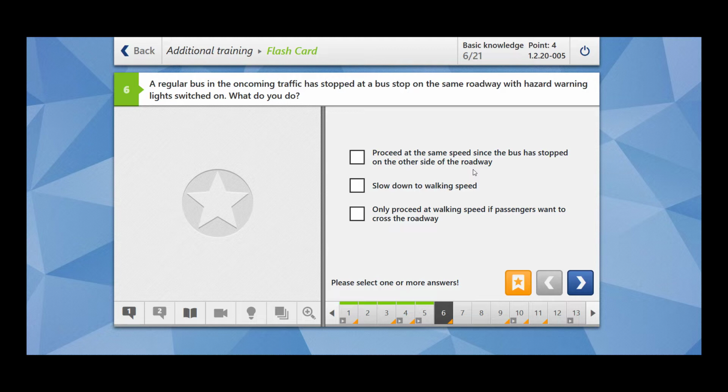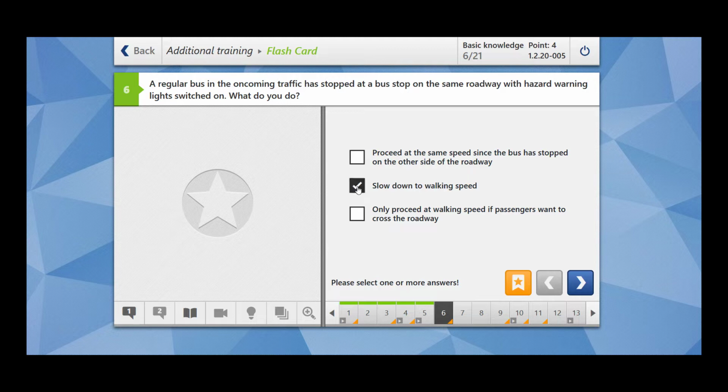Incorrect. In the previous question, we also saw that irrespective of whether you are following the bus or you are part of oncoming traffic, you have to proceed at walking speed. You have to be sure that you are not causing any danger to the passengers or any pedestrians who want to cross in front of the bus or from behind the bus. It doesn't matter. The main thing is you should not cause any danger to anybody.